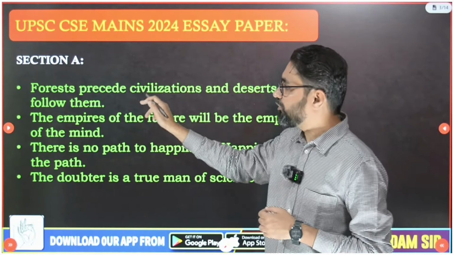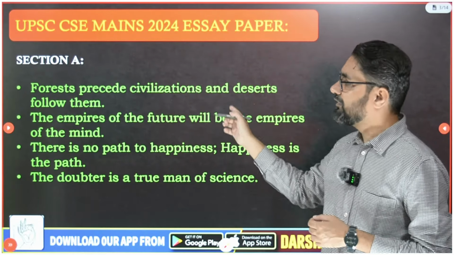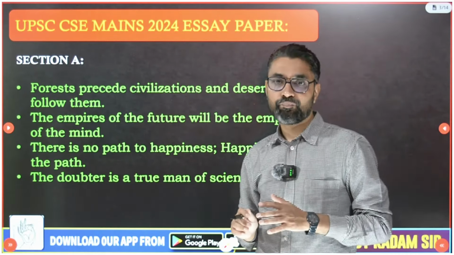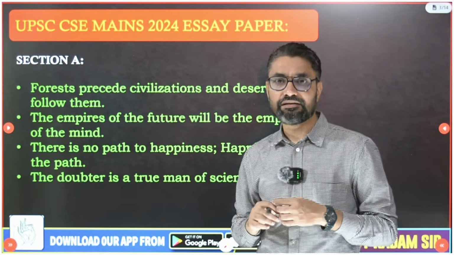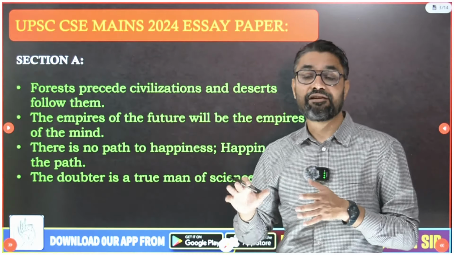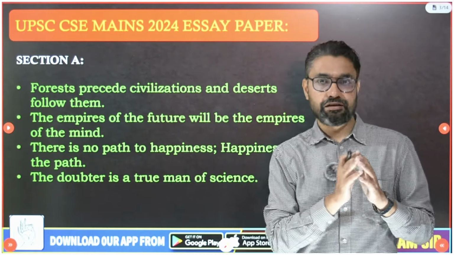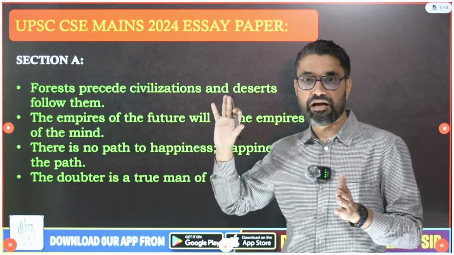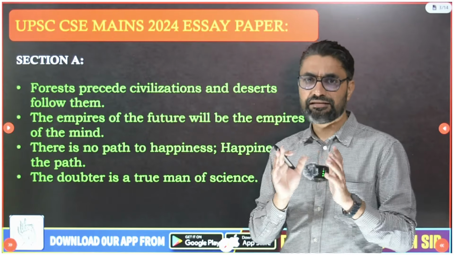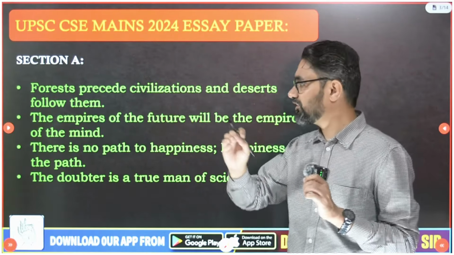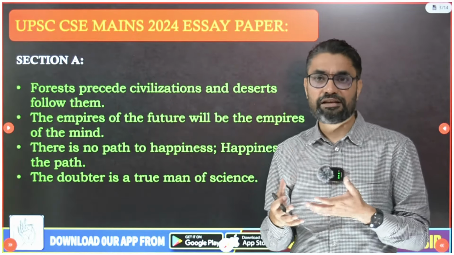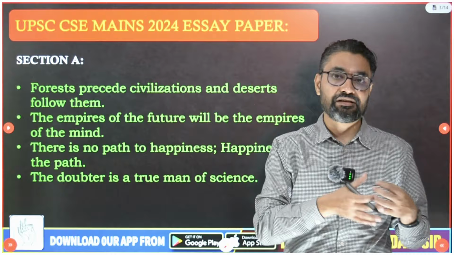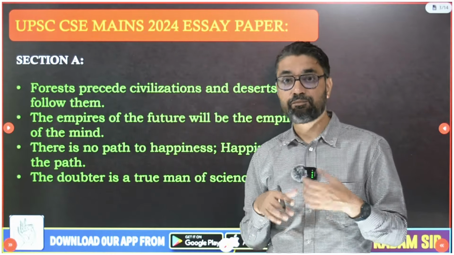So guys, the first topic was "Forests precede civilization, deserts follow them." UPSC already asked one such essay in 2021, I guess, that forests are the best case study for economic excellence. After 2-3 years they have again asked an essay on forests, but this essay is more about forest and civilization from that angle, and the deserts angle: that civilization's existence depends on the material and resources that forests provide.